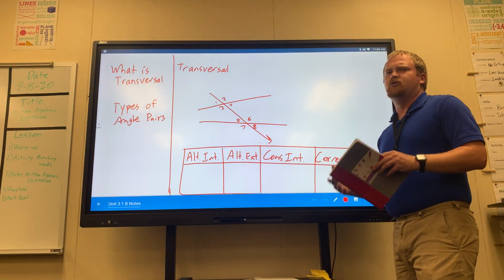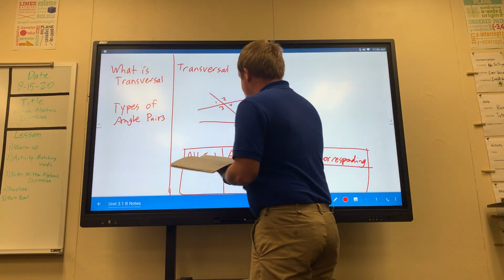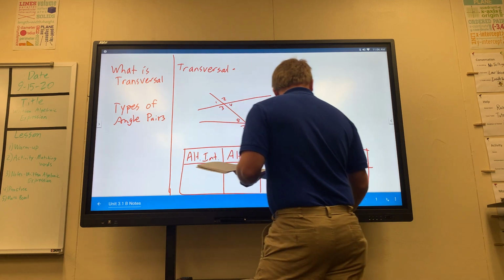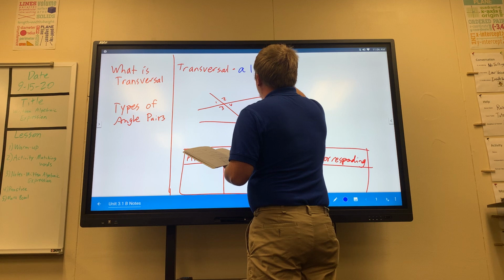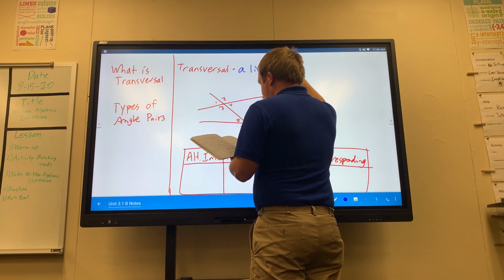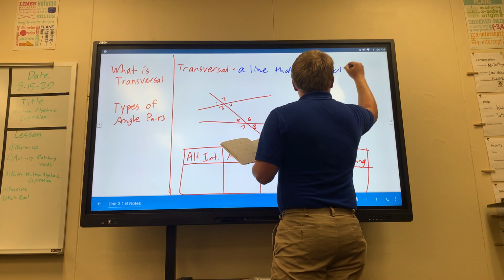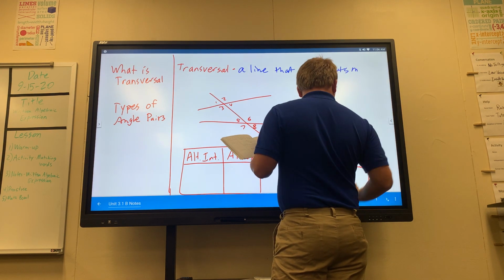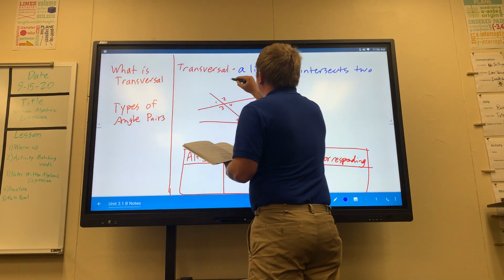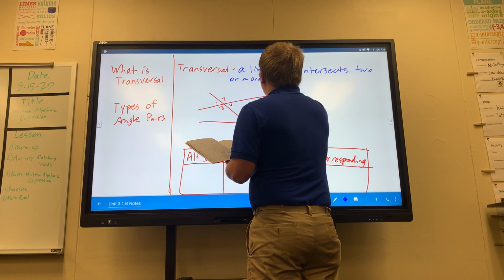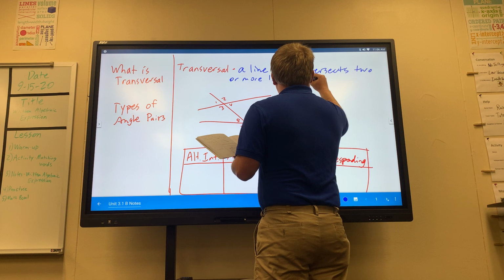So we have transversal lines along with it. So what is a transversal exactly? Well, it's pretty simple. A line that intersects two or more lines at different points.